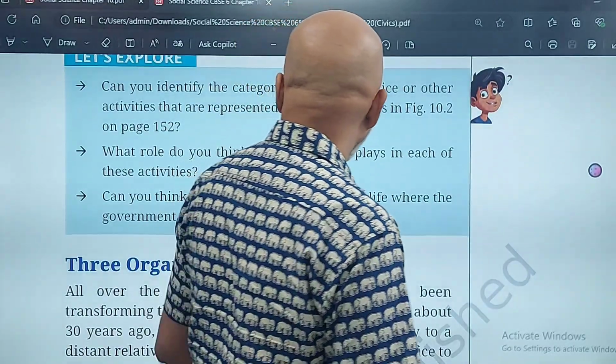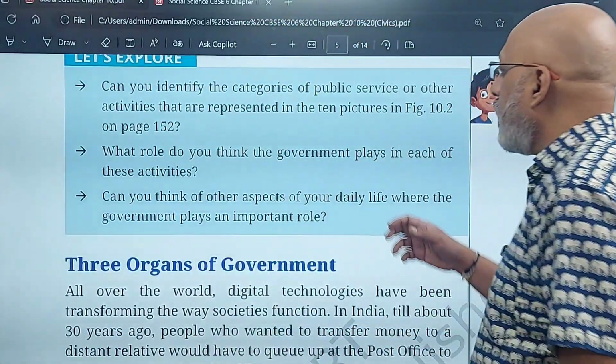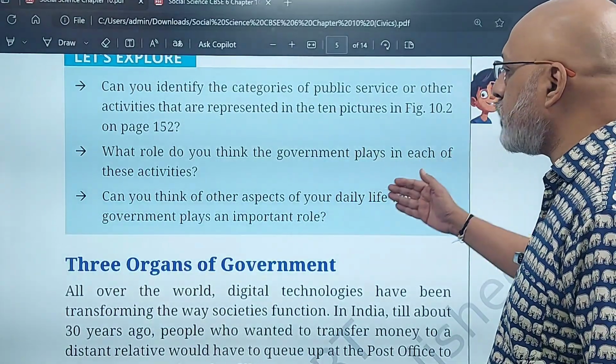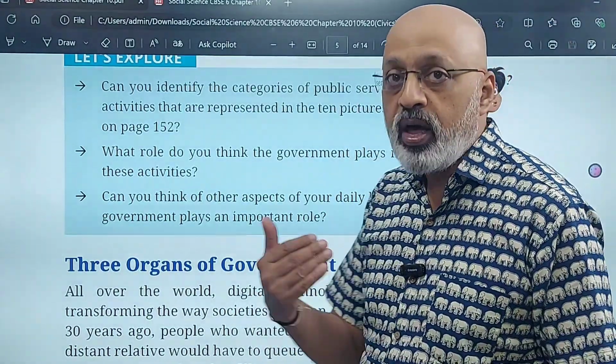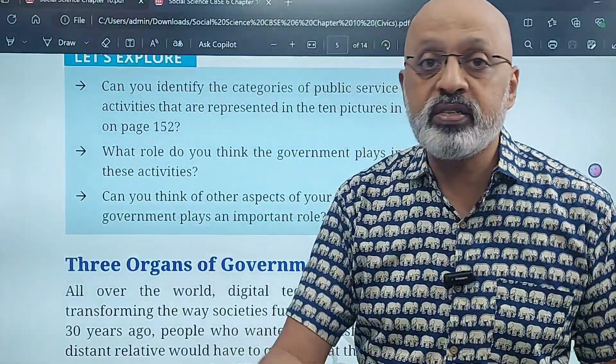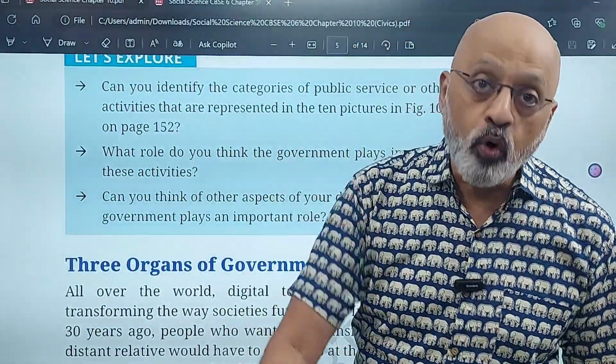Okay, yahan tak samajh mein aa gaya? Now, can you identify? I have already done that. What role do you think the government plays in each of these activities? The government is the one which is providing these activities to the citizens in order to make the life of citizens better, easier, and more convenient.